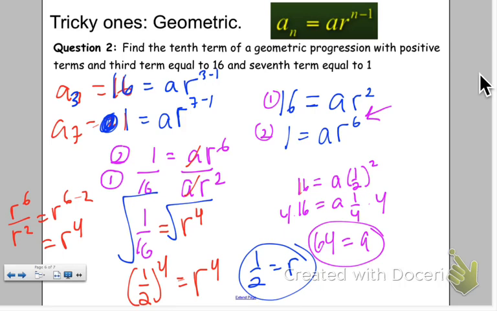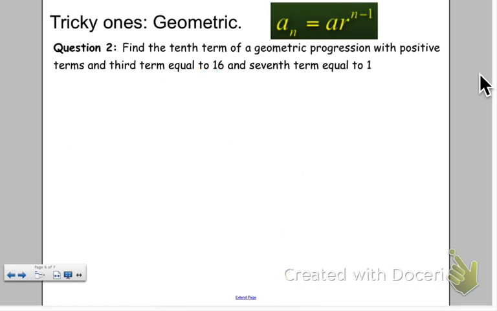Alright, so you have all that. Copy it down because I'm just about to erase it. I know that r is 1/2 and a is 64. So, bam. r equals 1/2 and a was 64. So now I got to find the 10th term.